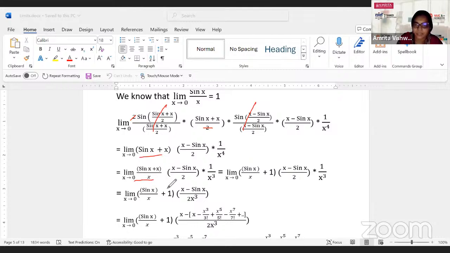Sin x by x plus x by x. So limit x tends to 0, sin x by x, it's okay. Here it's a constant term. So here it's 1, here it's 1, it becomes 2. So this whole thing changes to 2 into (x minus sin x) by 2x cube. So this 2 also gone, this 2 also gone. So this question or this part gets completely simplified into (x minus sin x) by x cube.